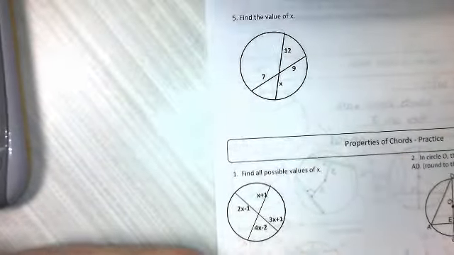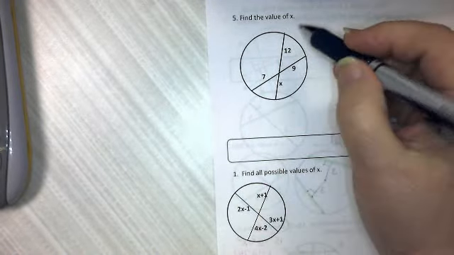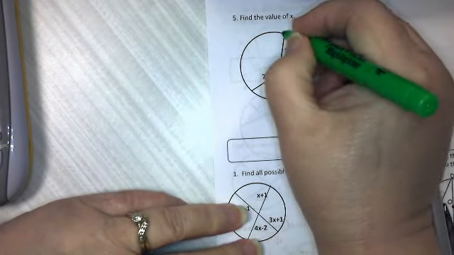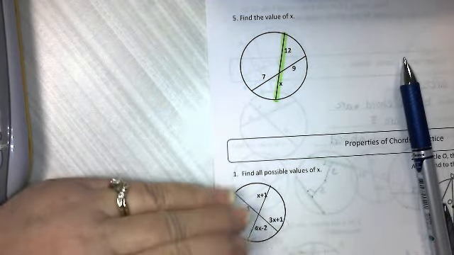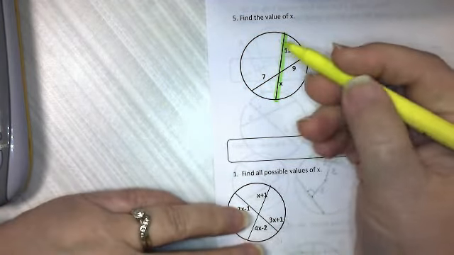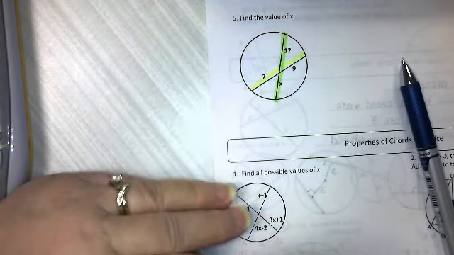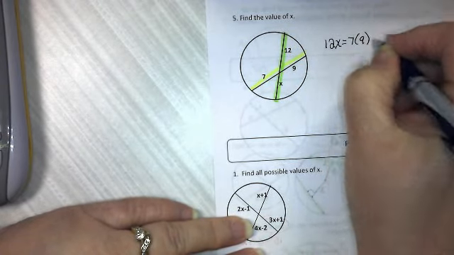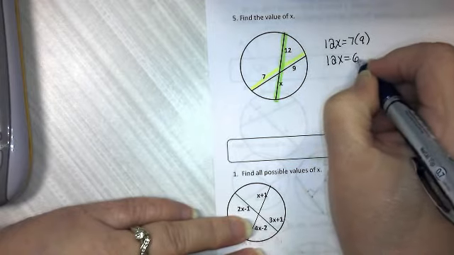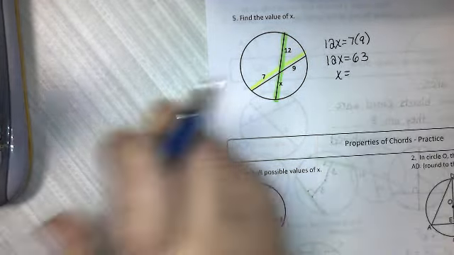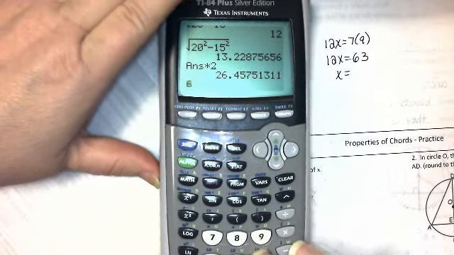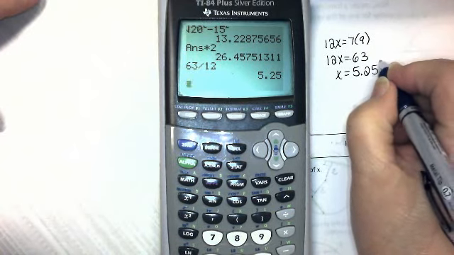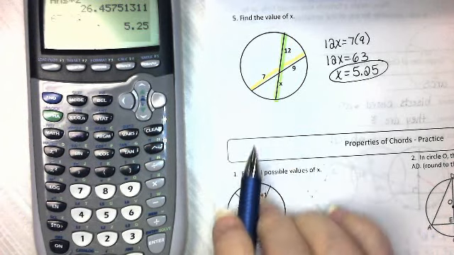Lastly, number 5, and then you can go off and practice. Find the value of X. If two chords intersect inside the circle, then my rule says to multiply the pieces of one chord times each other and set it equal to the pieces of the other chord multiplied together. So this one's going to say 12 times X equals 7 times 9. So 12X equals 63. I don't know that that comes out to a beautiful number, so let's look. 63 divided by 12, oh, it's 5.25. So that's the value of X in this question.